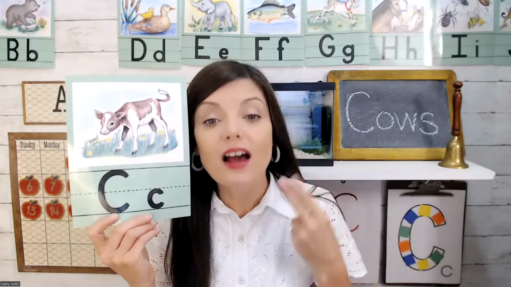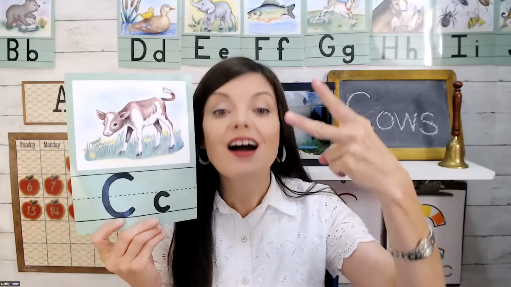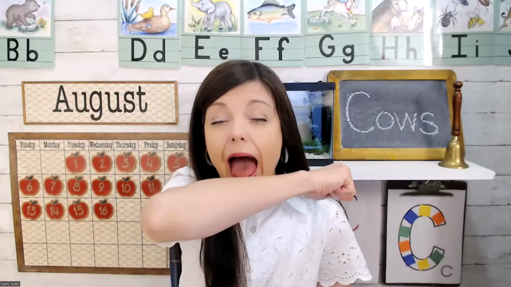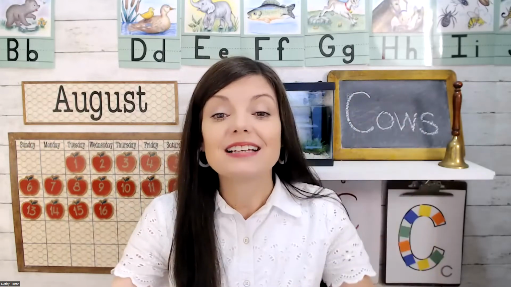C says k, k, k, as in cut. Can you pretend that your fingers are scissors? K, k, k. All the letters have hand motions. We learned about A. A was for achoo. And then we learned about B. B, b, b, like popping bubbles. And today's hand motion is C for cut.